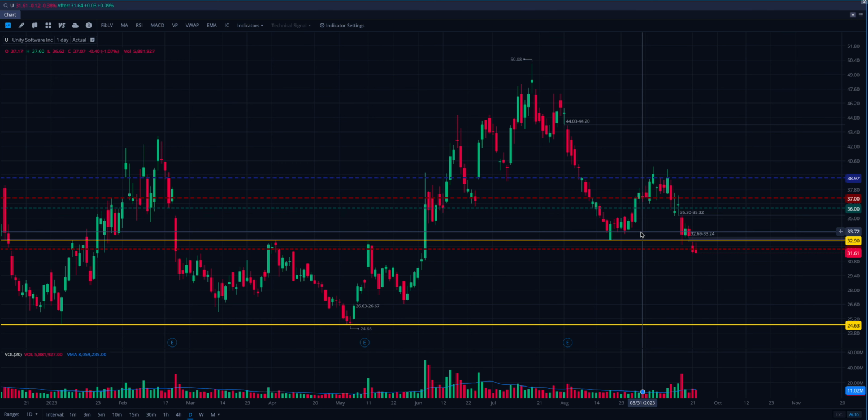As you can see, the first time we touched this level, almost to the cent, really nice stick that day, right off the level. You could have played a touch of that level as a day trader. That's something I'll do often at major support levels, is just buy in on the first interaction.